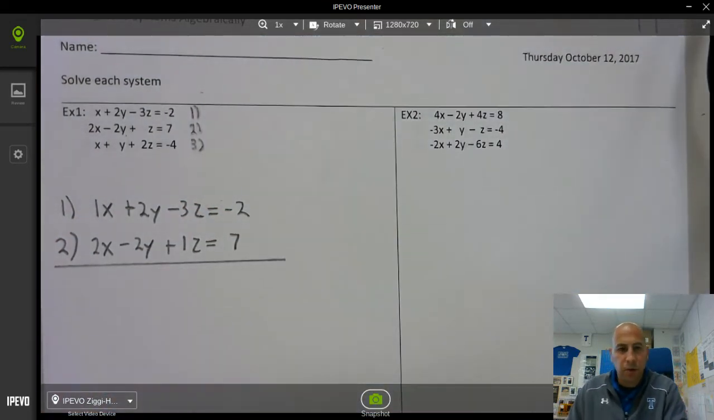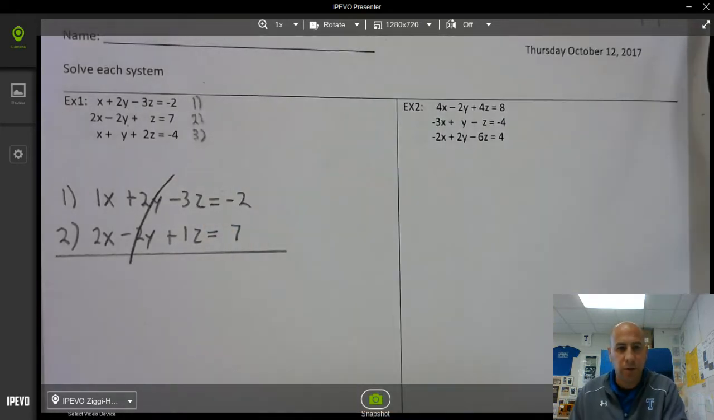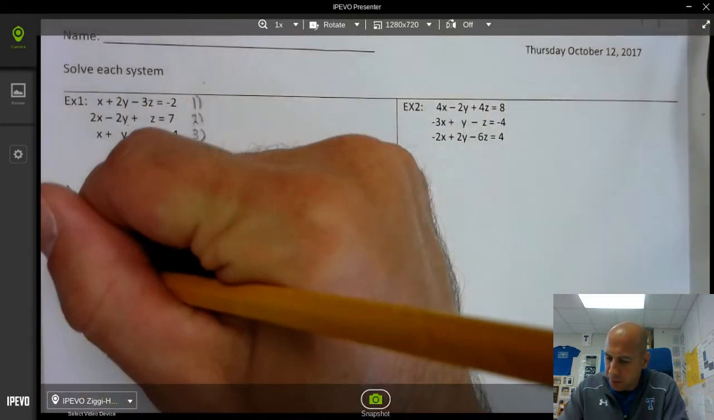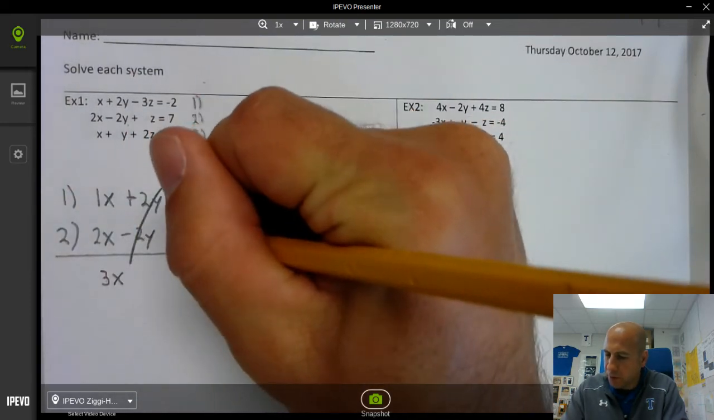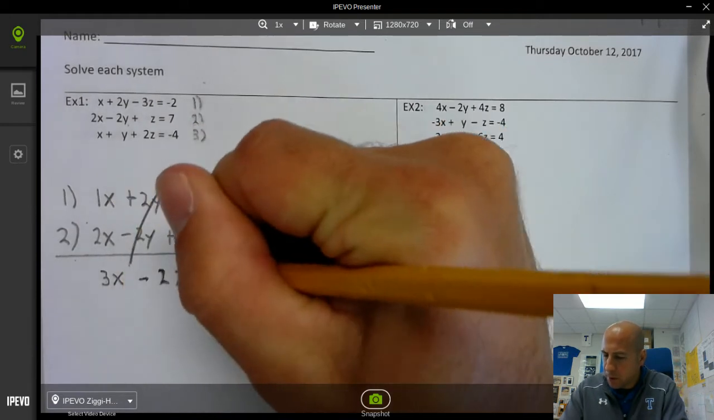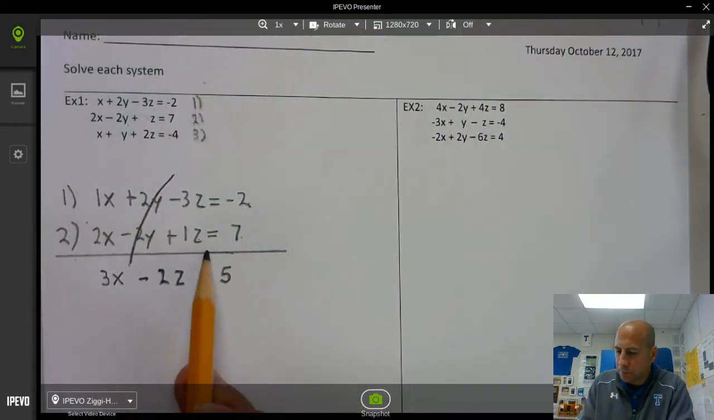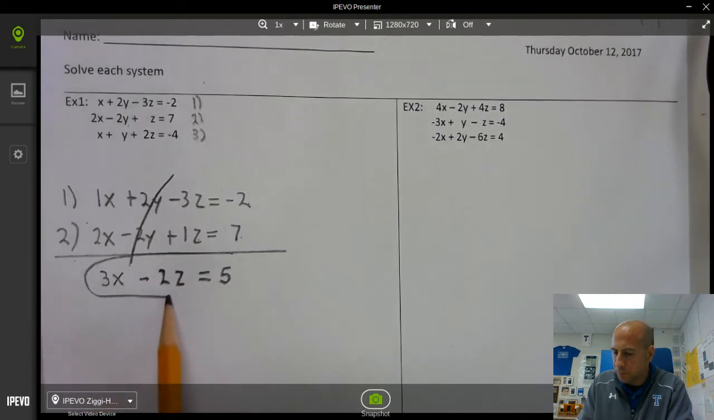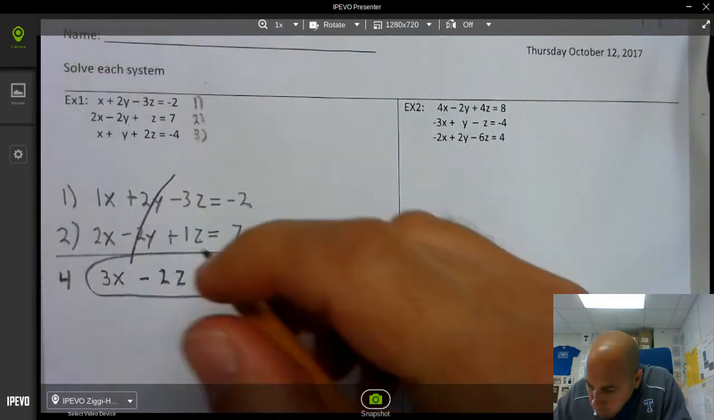All right, so you can see here that the y's cancel. So then we have 3x, negative 3z, and 1z is negative 2z. And then negative 2 and 7 is 5. So that now is equation 4.